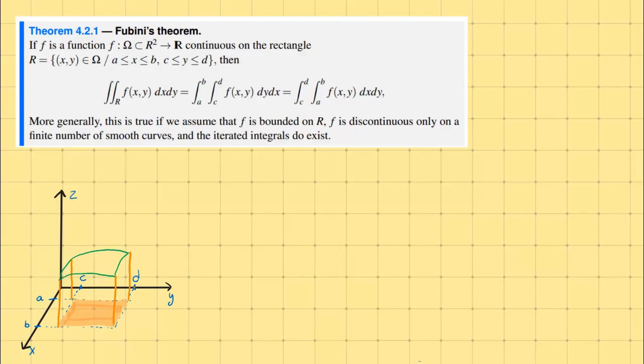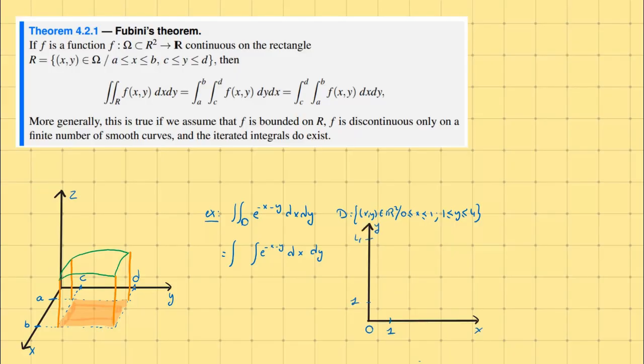Let's take an example to see how it works. So if we take a function f that is exponential of minus x minus y, and we'd like to integrate it over a domain D, which is given by all the (x, y) in R² such that x is between 0 and 1 and y is between 1 and 4. So let's say we decide to integrate first with respect to x and then with respect to y. Let us represent this domain in the xy plane. Of course, it will be the rectangle between x 0 and 1 and then y between 1 and 4. It's this orange rectangle that we can see here.